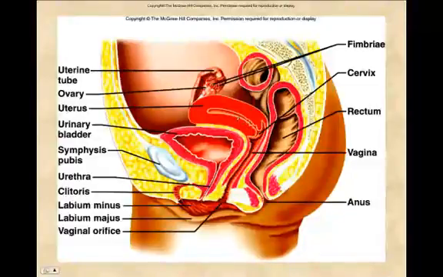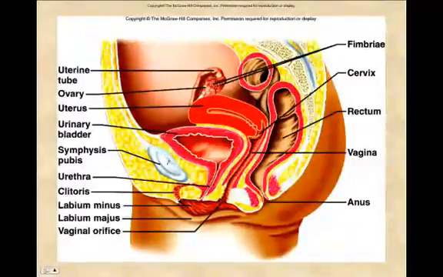So you can see why, as you know, if a female became pregnant, then as the uterus enlarges, you can see how it would put pressure right on the urinary bladder just below it there. So there's the urinary bladder. Here's the urethra. And let's see, here is the symphysis pubis.